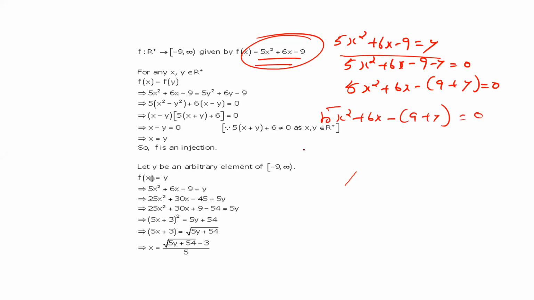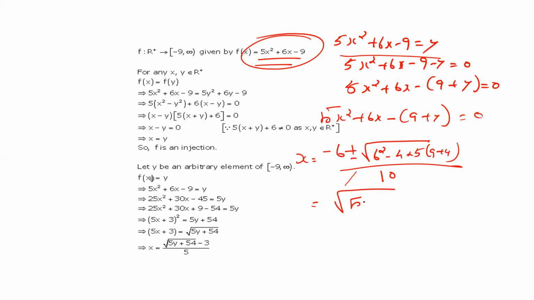This is a quadratic equation. So you can apply the quadratic formula: minus b plus or minus root of b squared minus 4ac, that is 6 squared minus 4 into 5 into minus 9 minus y, by 10. So after simplification, you are getting something like this: the square root of 5y plus 54, minus 3, by 5. This is our g of y.